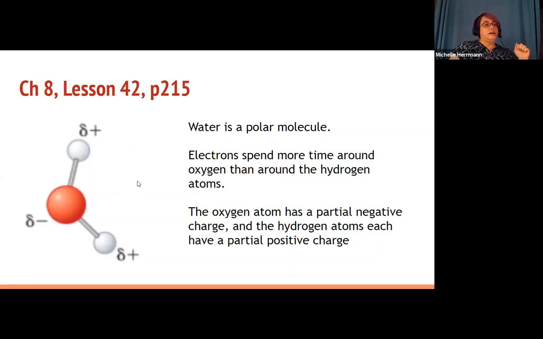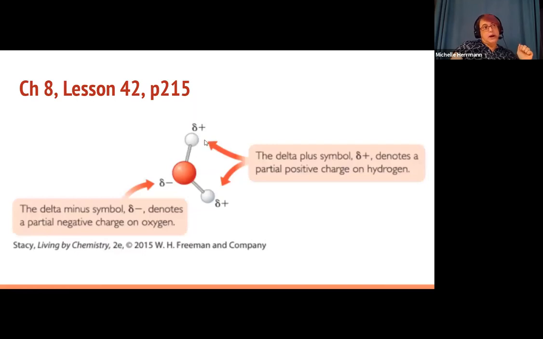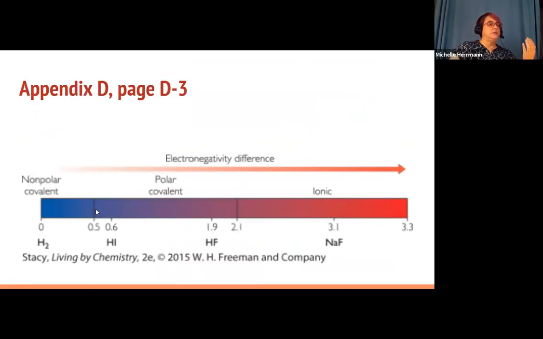This picture is also on page 215. They tell us that the delta symbol, delta plus, is the partial positive charge on hydrogen and delta minus is the partial negative on oxygen. So what does this mean? If I have a big difference, then I end up with what we call polar. So this bond between oxygen and hydrogen is polar.